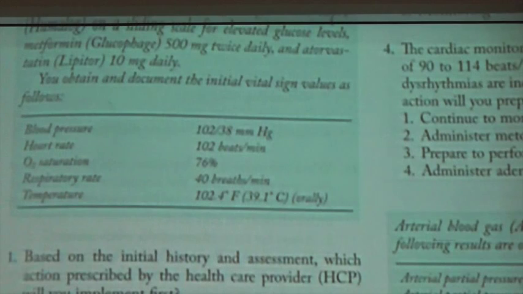So, based on the initial history and assessment, which action prescribed by the healthcare provider will you implement first? Don't scream it out. Let everybody read first. So you want to insert a Foley, start oxygen, place the patient on a cardiac monitor, and check the blood glucose level. ABCs, oxygen. What do y'all say? Two? Oxygen. Yeah. Two is correct.